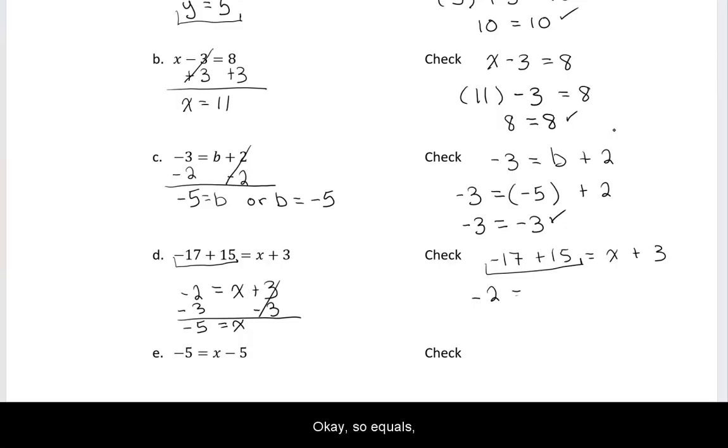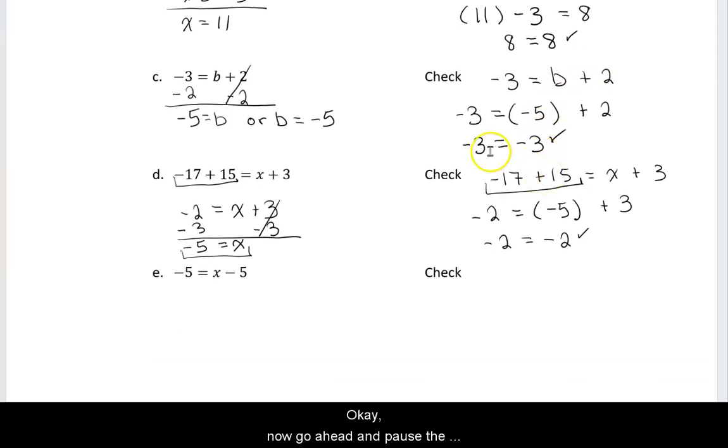So before you actually get your other number in is when I would recommend it. Okay, so equals, we have parentheses plus 3. Now I go ahead and substitute in the -5. And I get -2 equals -2. Success. Okay, now go ahead and pause the video and try E. Do both the solving and the checking process, then turn the video on and watch as I finish it out.